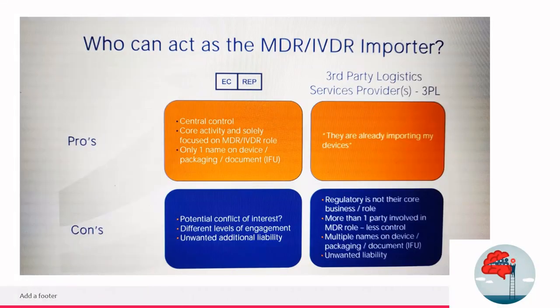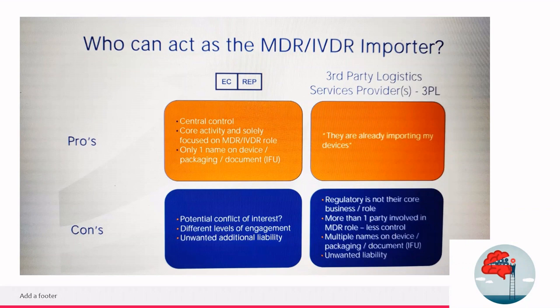If they are the authorized representative, the pros are that there is central control in Europe, because the manufacturer is outside, and the core activity is solely focused on MDR/IVDR only. They do not have to do any other activity, so it is a plus for the manufacturer. And only one name on the device, packaging or IFU will be there, so space and printing cost will be reduced.